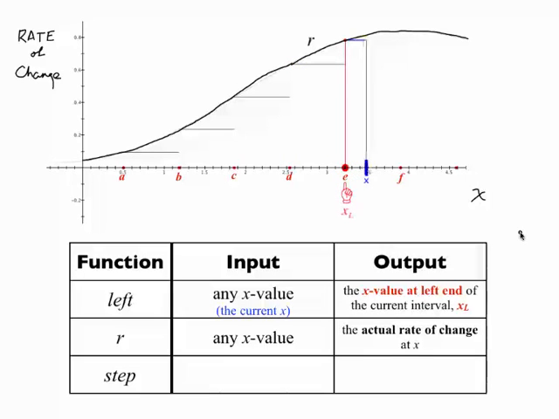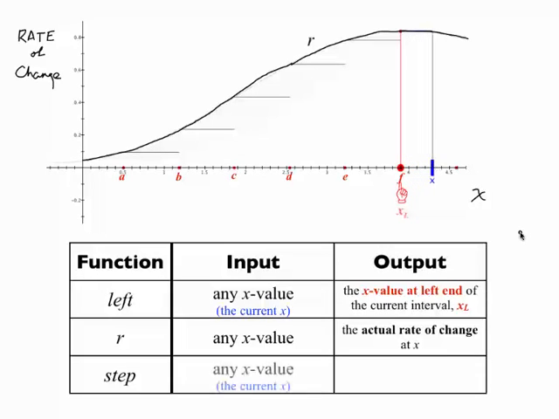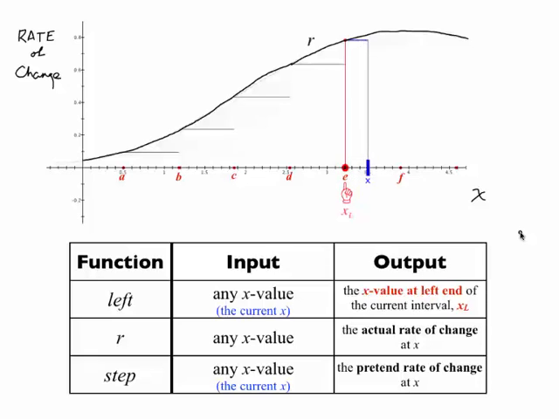Okay? What's the input into step? Okay? Again, any x value. Any x value can go into step. And what's its output? Is it another x value or is it a rate of change? Okay, approximate or exact? The step function is the one that's being drawn out here in this animation, right? These gray steps. That's the step function. It's the pretend rate of change function.